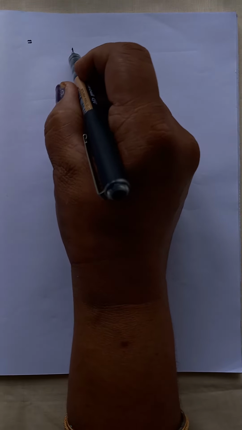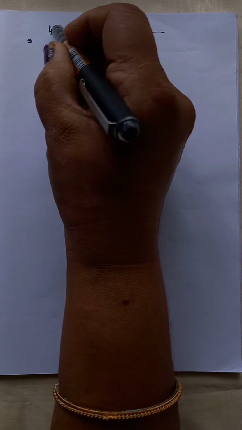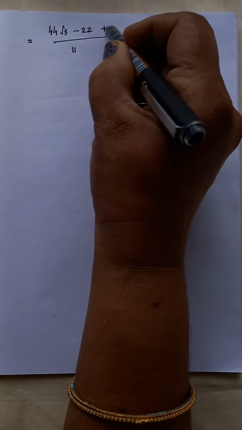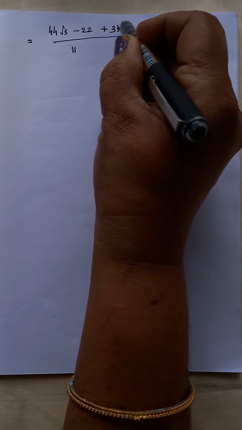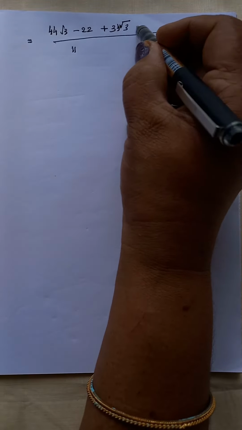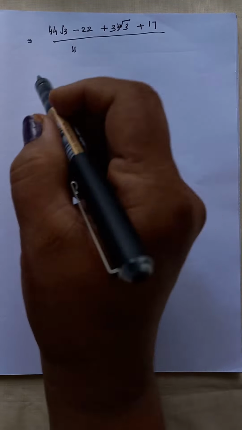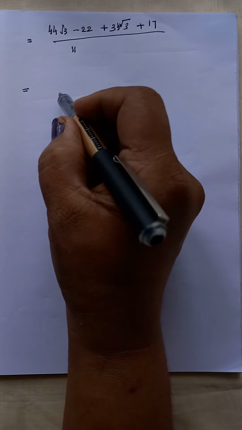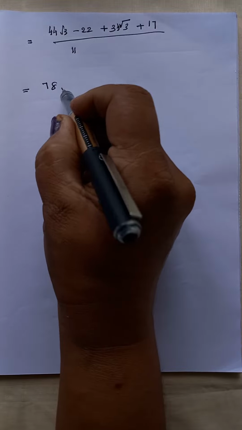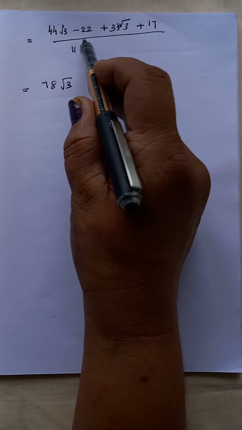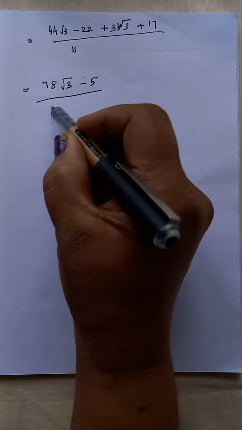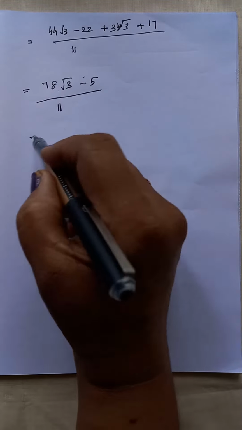The common denominator 11, then we can just write the numerator 44 root 3 minus 22 plus 34 root 3 plus 17. So here it is 44 plus 34, that is 78 root 3 minus 22 plus 17, that is minus 5 divided by 11. So this is the answer.